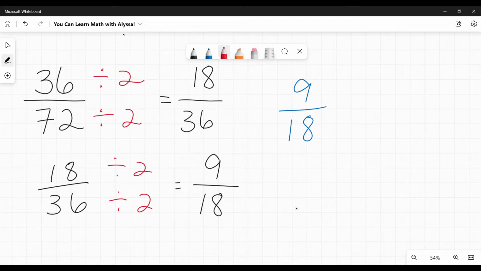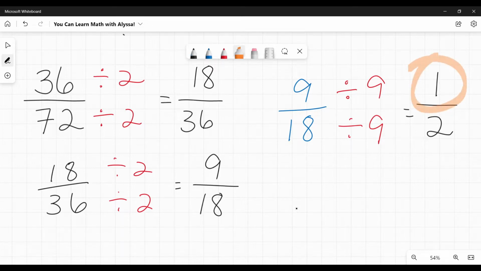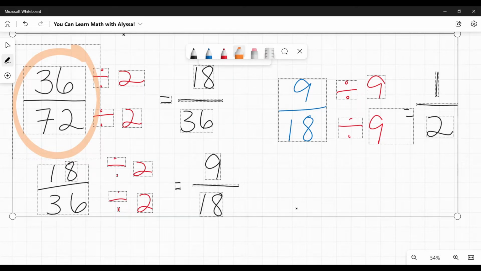So I go, 9 goes into both of those. If I divide the top by 9 and divide the bottom by 9, I'm going to get 9 divided by 9, or 1 on top, 18 divided by 9, and 2 on the bottom. So 1/2, I've got my 1 on top. So that's as small as I can get. So 1/2 is the simplest version of 36 over 72.